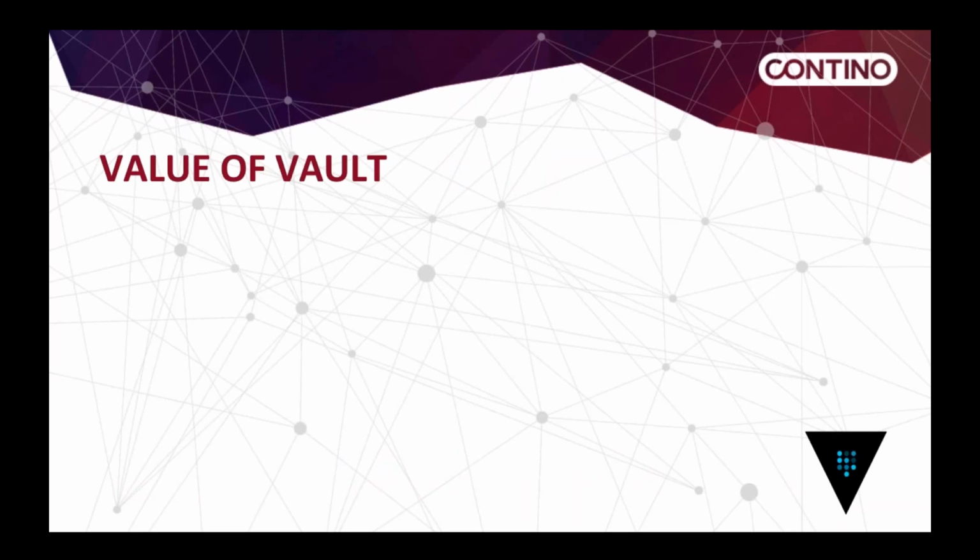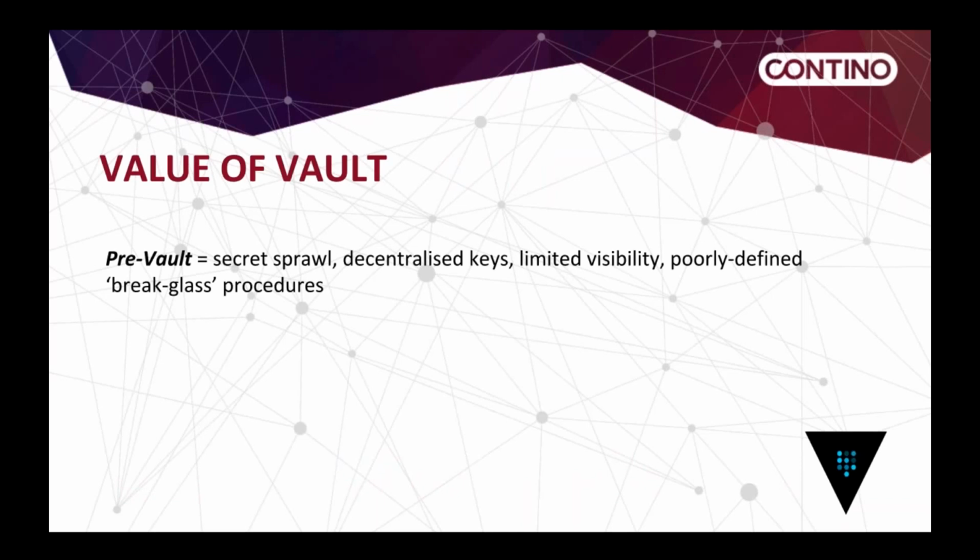So what is the value of Vault? You have lots of secrets in lots of different places. For example, decentralized keys. You could have SSH keys everywhere. You don't know who has these keys, and they're out of control. And that is where the limit of visibility is. You don't know who has access to these secrets. You don't know what secrets there are, and there's also a poorly defined break glass procedure around that. So when everything does go wrong, and the secrets are out, what do you do? How can you make sure that there is damage control in place if you don't have that central control point?